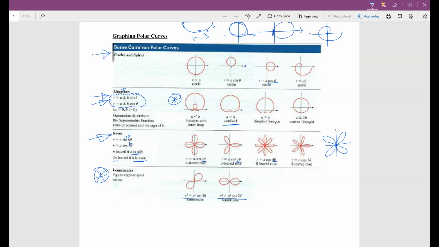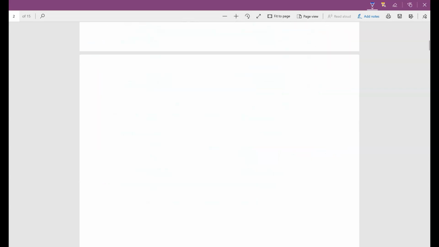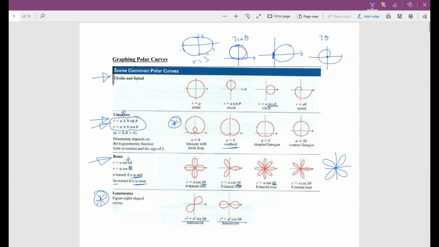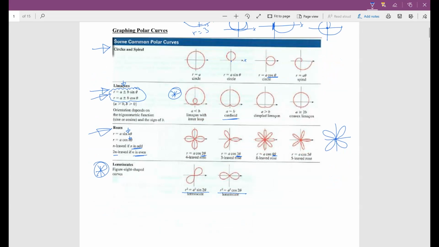We're not going to do all of them, just so that you can get a glimpse of how to do them. The way that I'm going to do it is not really using these formulas. We're going to predict what the graph would look like, and then we're going to go ahead and graph it. We're going to start off with a spiral. So let's say we want to graph r is equal to 2 theta.